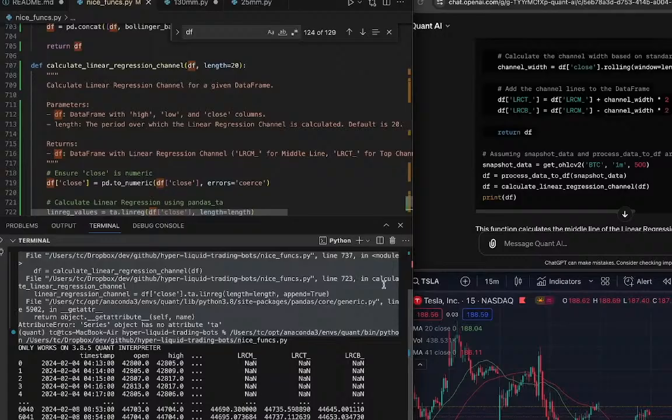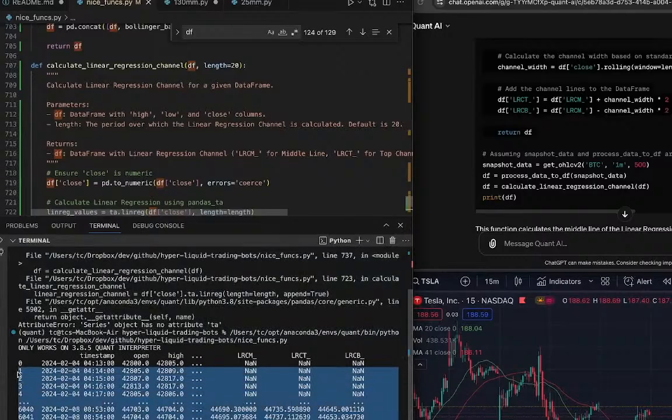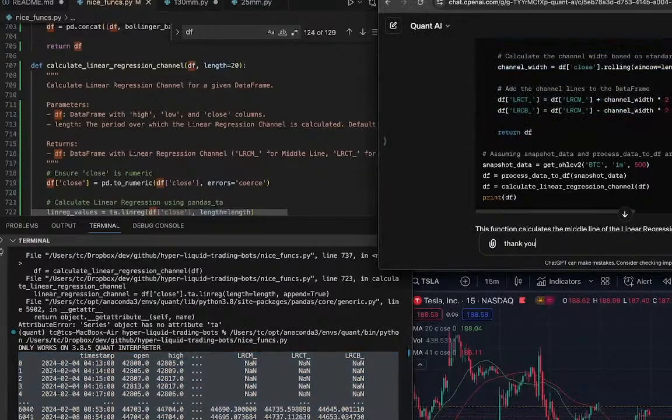Look at that. We got our linear regression channels now too. How do these look? How do these results look? They look like things were done correctly.